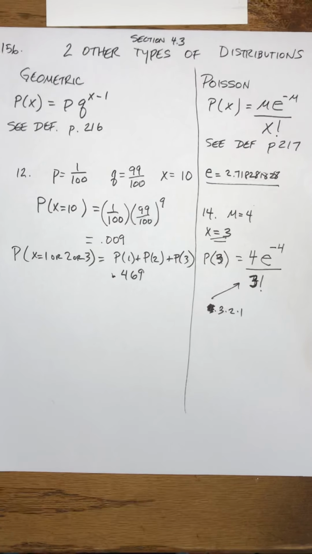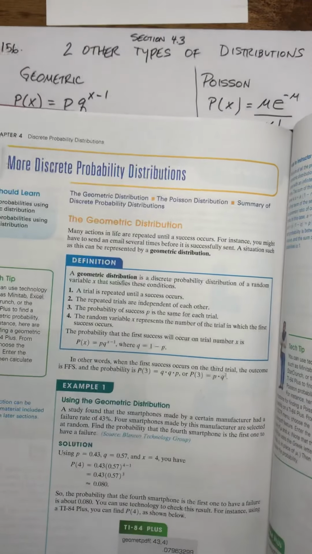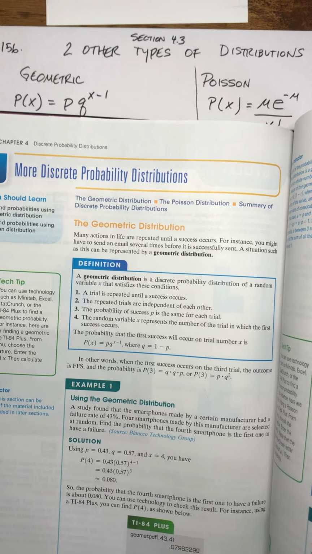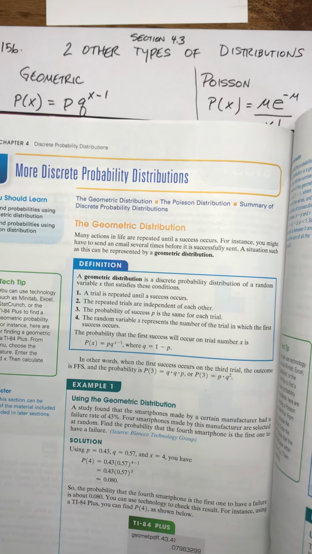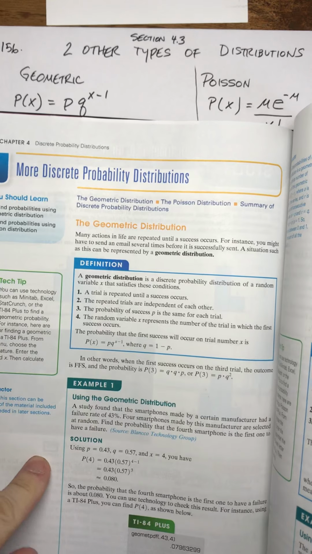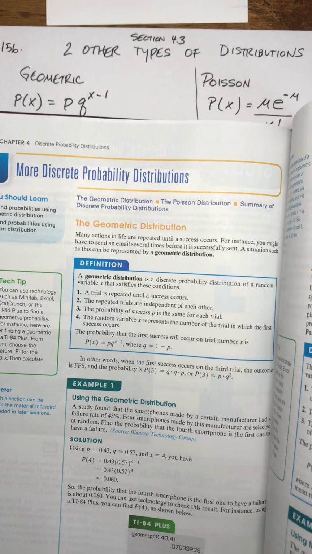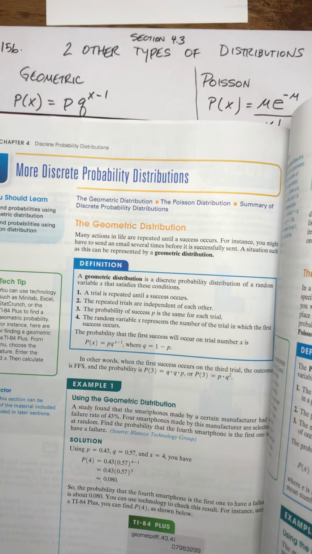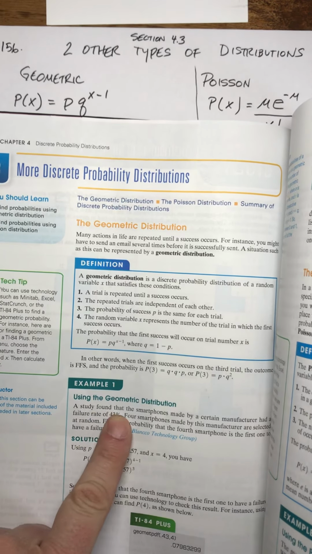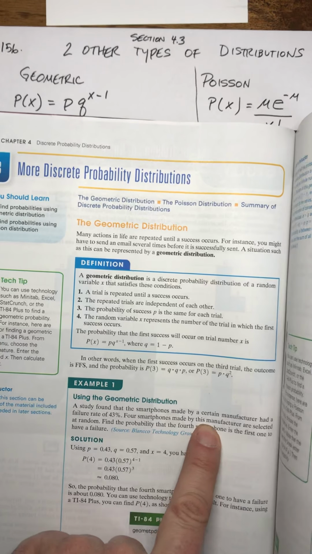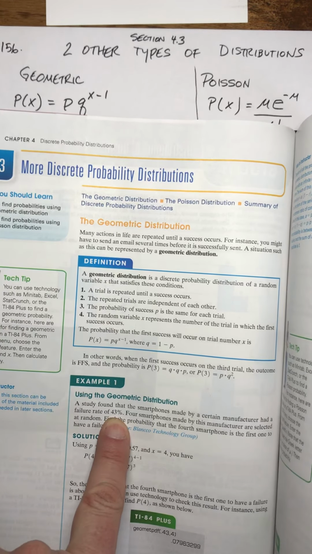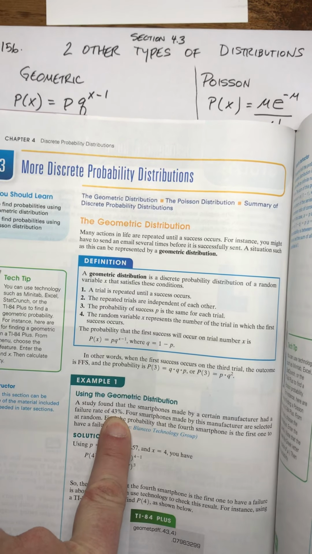But if you look at the geometric distribution, what this does is it asks the question, if I have a certain probability of something happening, and I do this thing over and over again, this trial is repeated, what's the probability of getting a success or a failure on a particular trial? So look at this question. It says a study found that smartphones made by a certain manufacturer had a failure rate of 43%. So that would give me that P is 0.43.